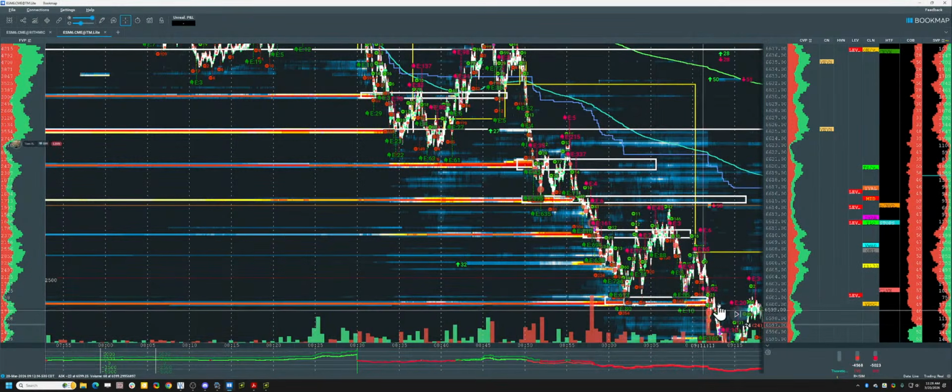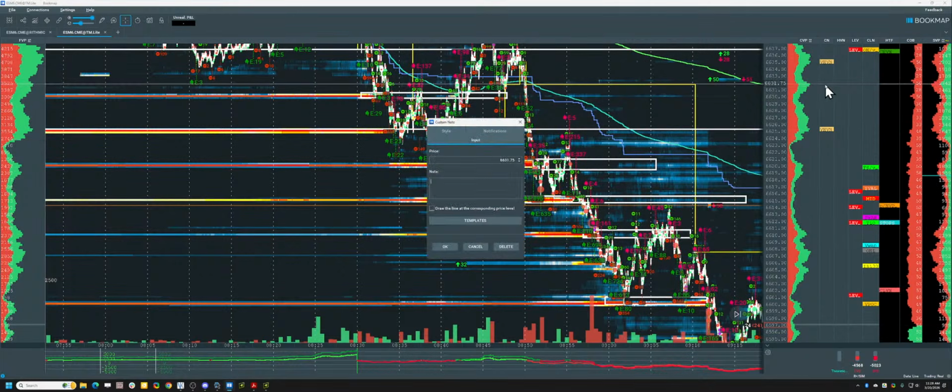Anyway, this is there. This is resistance. This is VPOC migration. This is a big deal. That says this is too high. I'm going to mark it. Variable high volume node. Remember, I made all this stuff up. Who knew?